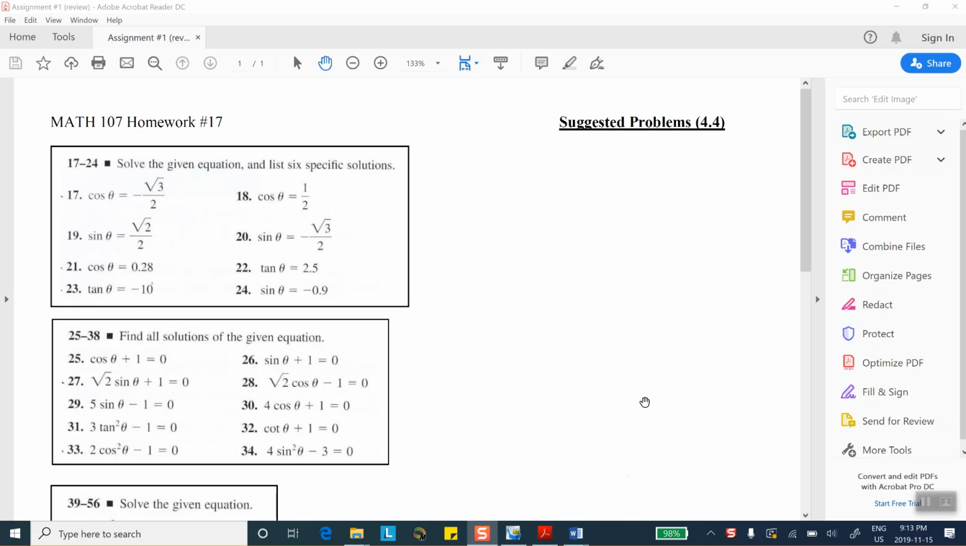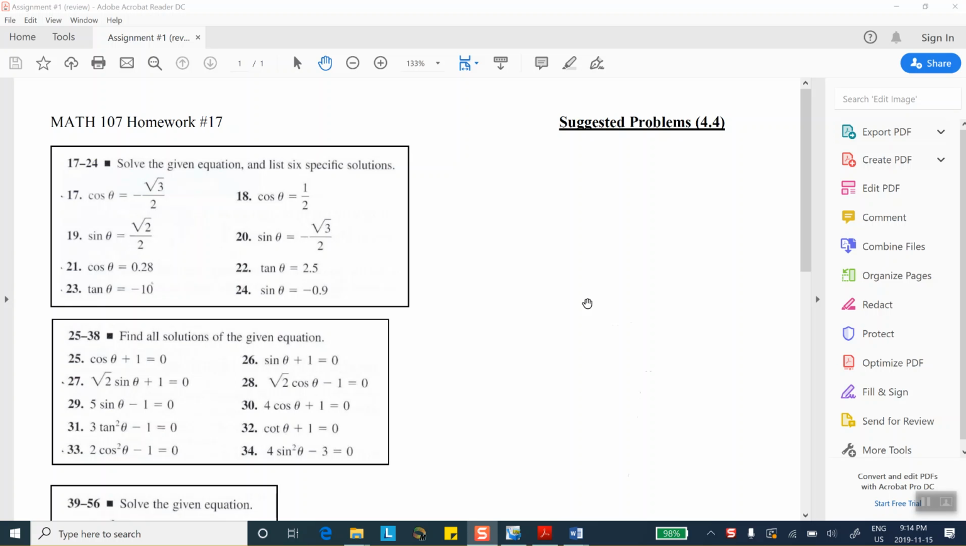I'm sorry, homework number 17, and it deals with solving basic trigonometric equations and other compound ones that you can reduce to a basic equation. Now, unfortunately, I have a cold today, so I don't know how successful I'm going to be in completing this.